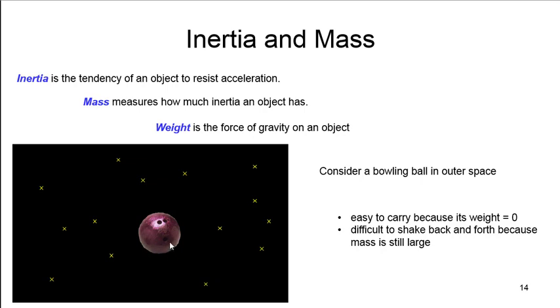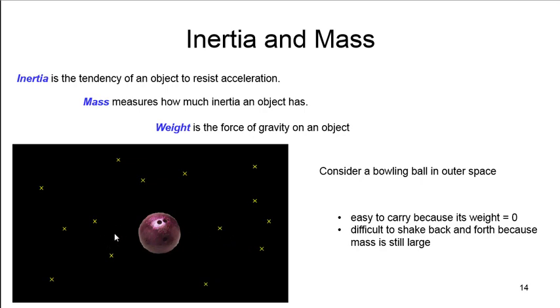So what does that mean? If I take this bowling ball into outer space and I try to shake it back and forth, that object is accelerating, because first its velocity is to the left, then its velocity is to the right, and its velocity is to the left and to the right as I shake it back and forth.